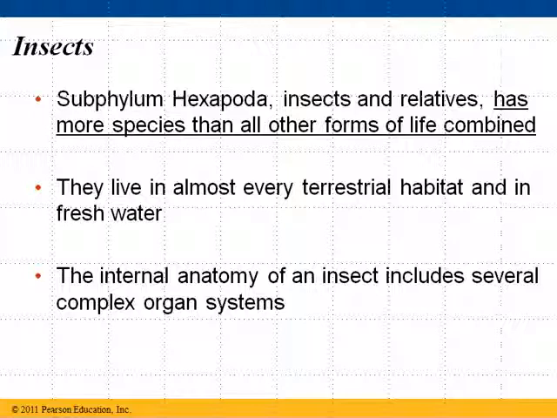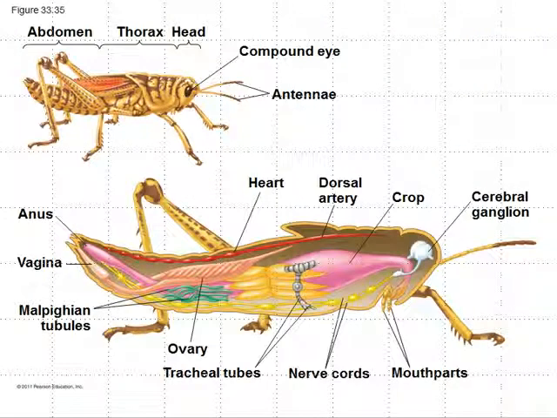The internal anatomy of an insect includes several complex organ systems. So again, we're moving up the chain and getting more complex as we go. If we take a look at, for example, a grasshopper, he has a number of internal parts that you would likely recognize. He has a body that's divided into three major sections: a head, a thorax, and an abdomen, compound eyes, various segmented body parts that are used for various purposes.